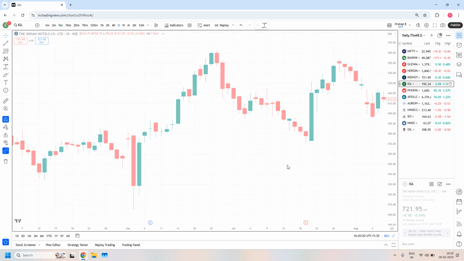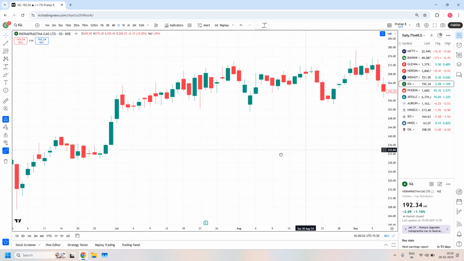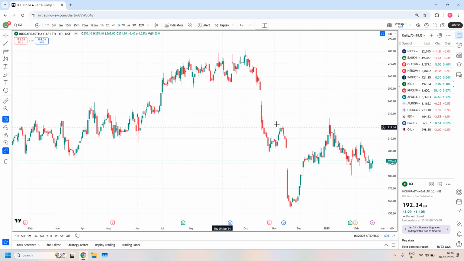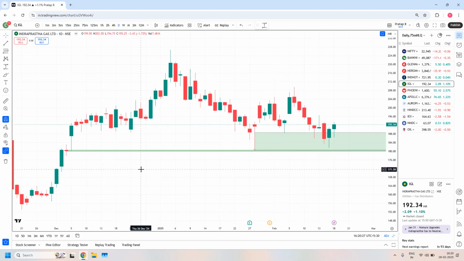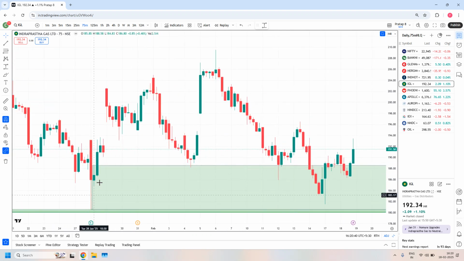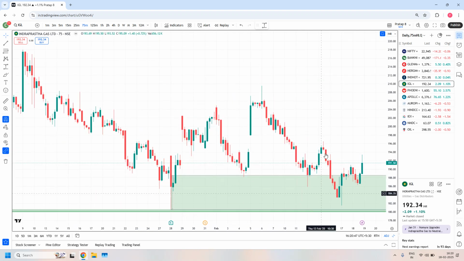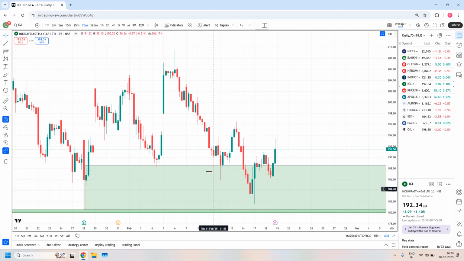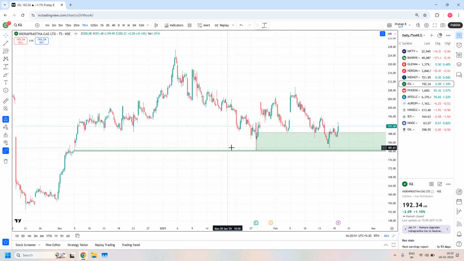Next one is IGL. IGL is a demand zone, a 75-minute demand zone. This is a drop, base, rally. See, because of the drop's lower wick, this zone became a very big zone. Even though it is a very big zone, there is no proper order flow here. Only lower time frame zones we have seen.